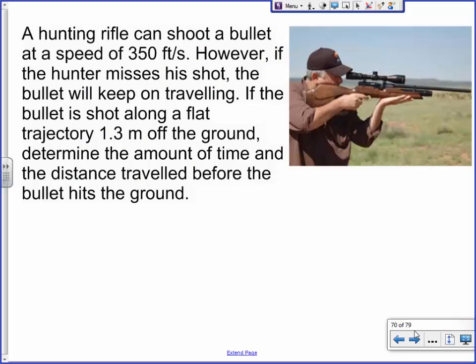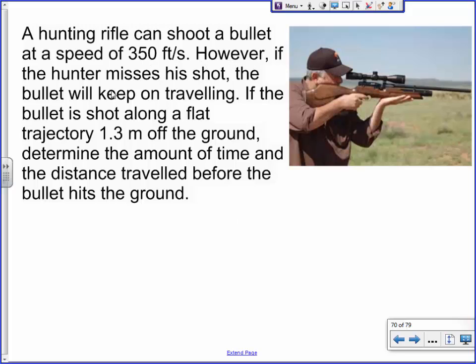So here's where the meat of the lesson is. I think I have like 5 examples. And hopefully with these, I can illustrate a bunch of different things that you're going to need when we solve questions. So here's our first one. A hunting rifle, I looked this up, can shoot a bullet as fast as 350 feet per second. So there is our velocity.